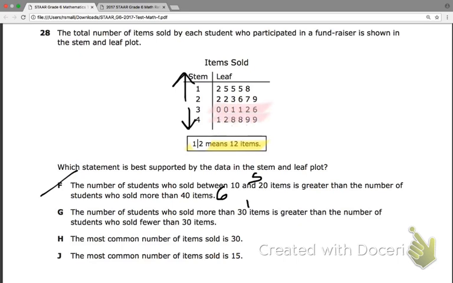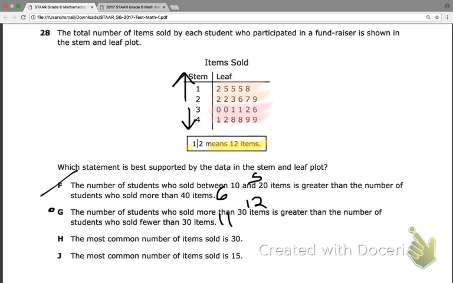Okay, so 12. And then let's count the number of students who sold less. 1, 2, 3, 4, 5, 6, 7, 8, 9, 10, 11. So now this is saying that 12 is greater than 11. Let me double check. So let's see, that kind of makes sense. Okay, so we'll put that as a maybe.